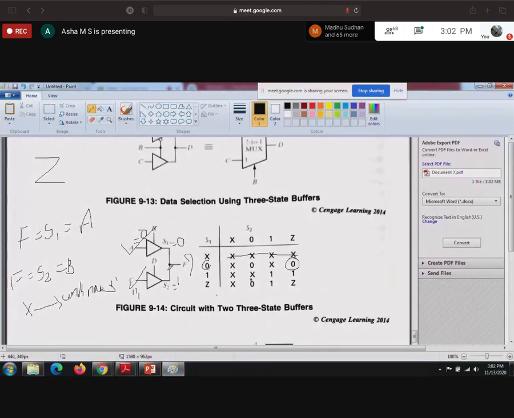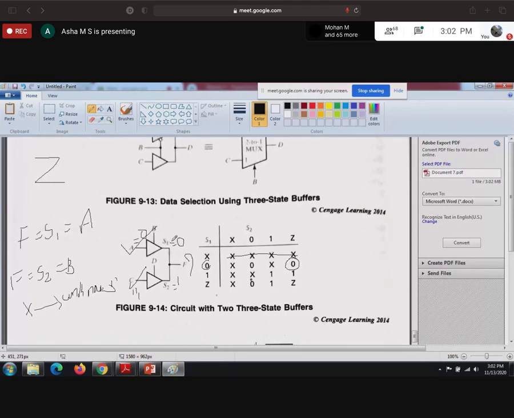Similarly, when S1 equal to 1, S2 equal to unknown, output is unknown itself. So S1 equal to 1, S2 equal to 0, that is also unknown. When both are 1 and 1, the output will be 1. When S1 equal to 1, other is high impedance, the output carries the value of S1. So that is your 1.